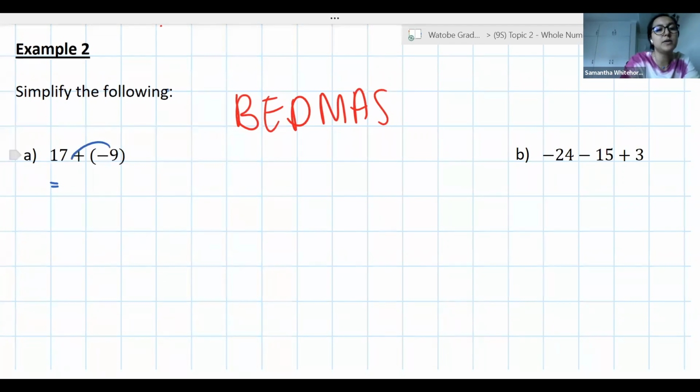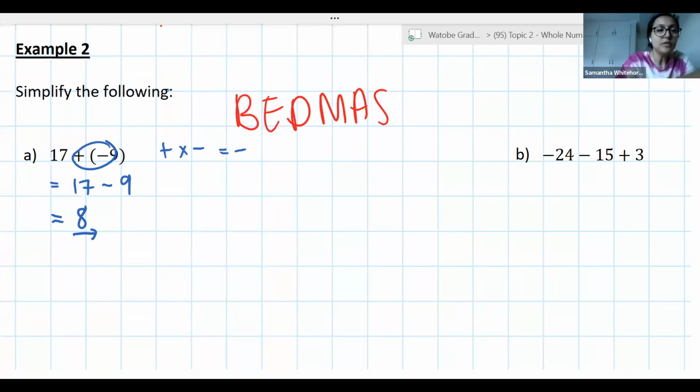Okay, now what happens when I've got the plus minus situation there? What does that actually mean? Ma'am, a positive plus a negative gives us a negative every time, ma'am. Okay, so good, guys. When we've got a positive times a negative, we're always going to end up with a negative. So as Emmanuel said, what we actually have here is 17 minus 9, and 17 minus 9 is 8.